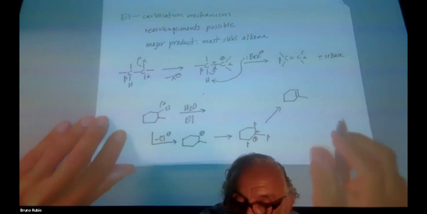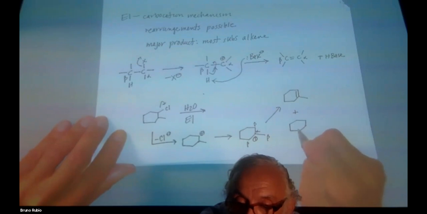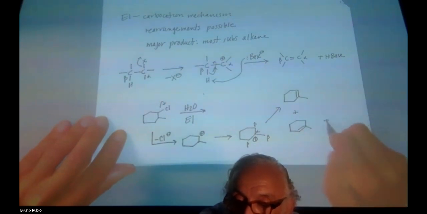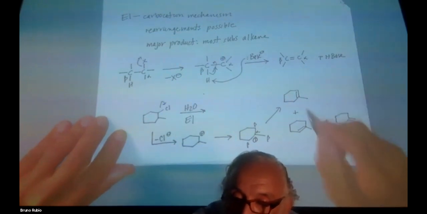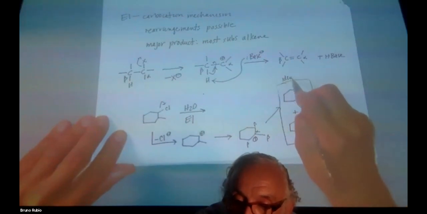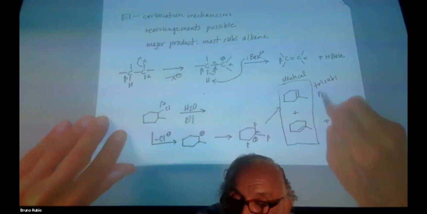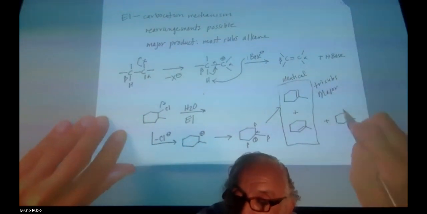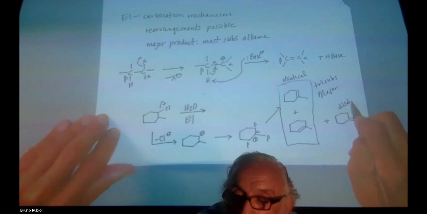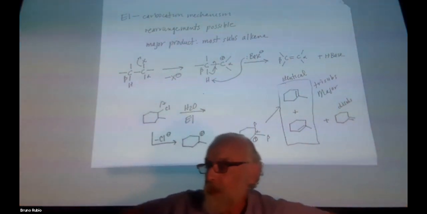We could eliminate to 2 o'clock. We could eliminate to 6 o'clock. And we could eliminate to 4 o'clock. And once again, these two are identical, and they are trisubstituted. So that would be the major product. This one is disubstituted. We'll get some disubstituted product, but not very much.